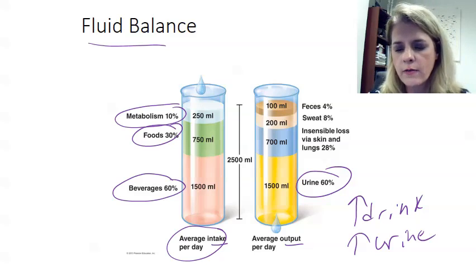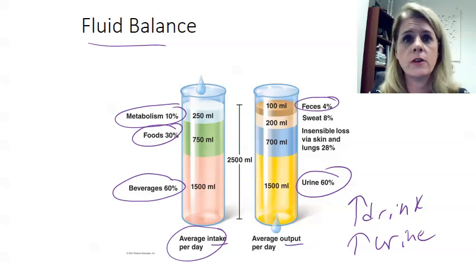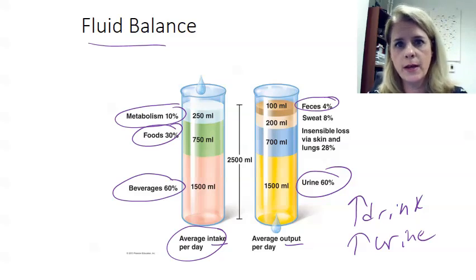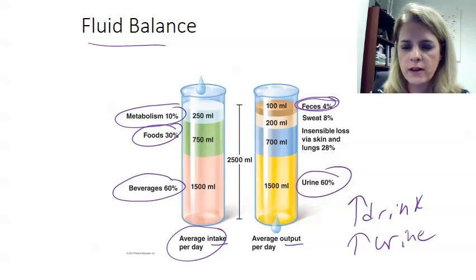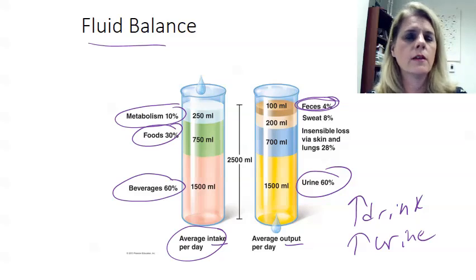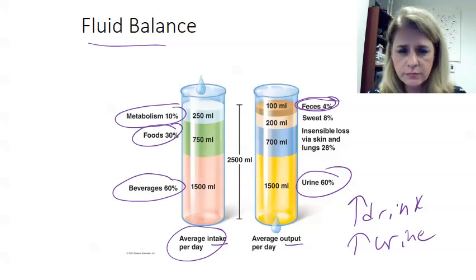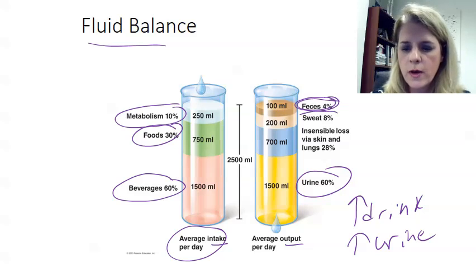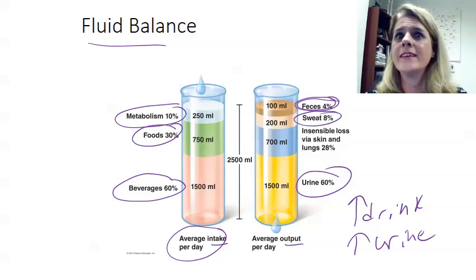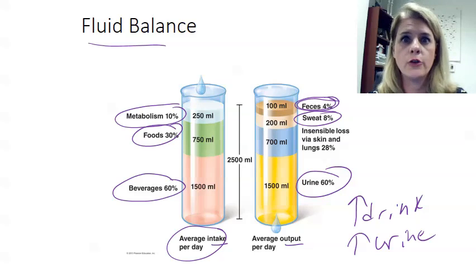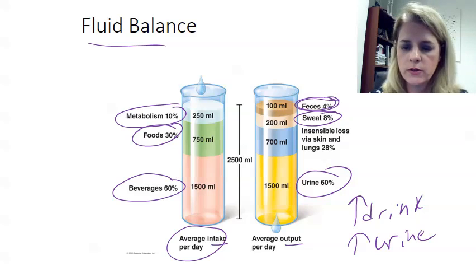We also have what water we lose in our feces. Now, this can change based on whether or not you have diarrhea or constipation, okay? So 4% is just normal bowel function. If you're constipated, you're going to lose less water. If you have diarrhea, you're going to lose more water. Sweat, about 8%. This can change. So just every day, if you're working out, it's hot, you're sweating a lot, you can lose more. A cold day, you're not sweating, you're not going to lose as much. So this one can change.